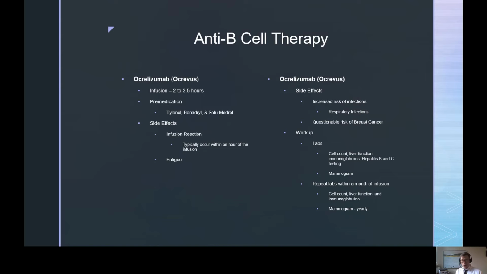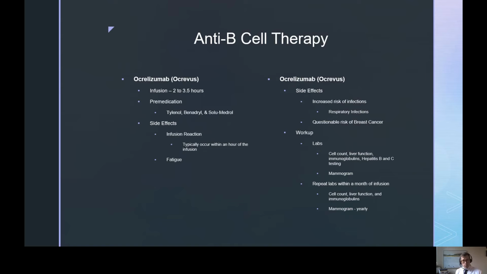In the clinical trials, there were 6 cases of breast cancer, but there were none in the patients that were not receiving Ocrevus. However, as women have been followed long term, the rate of breast cancer seems to be in line with the general population. That said, we do recommend that women stay up to date with their mammogram while on Ocrevus.